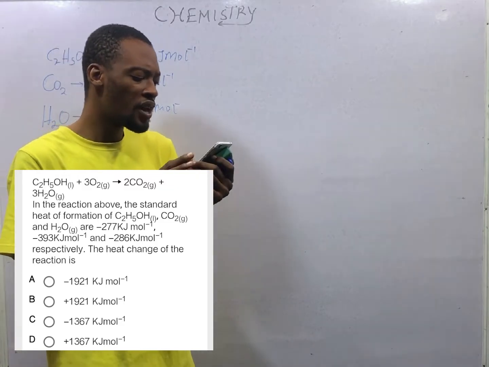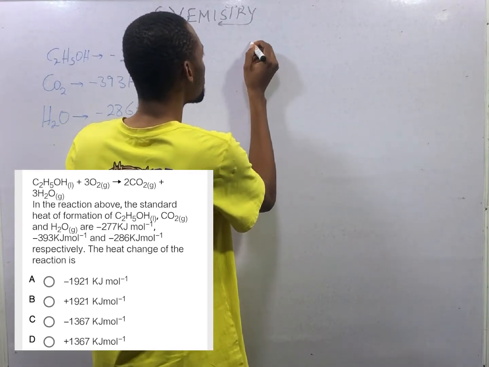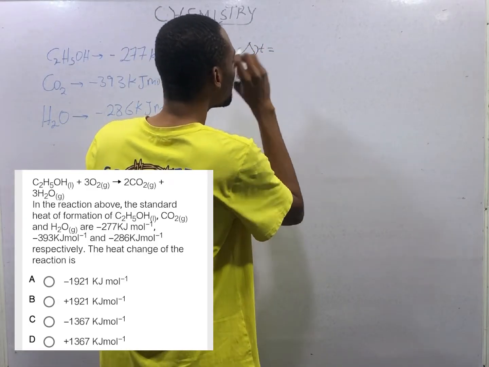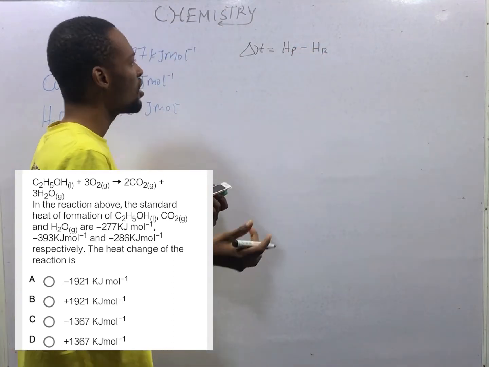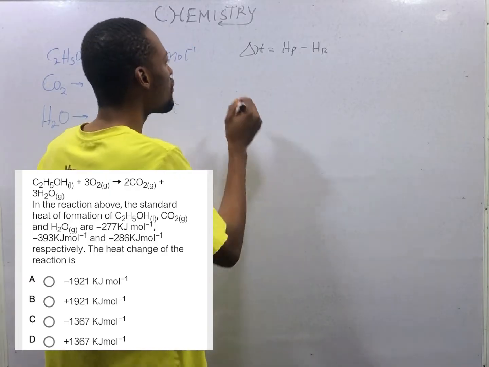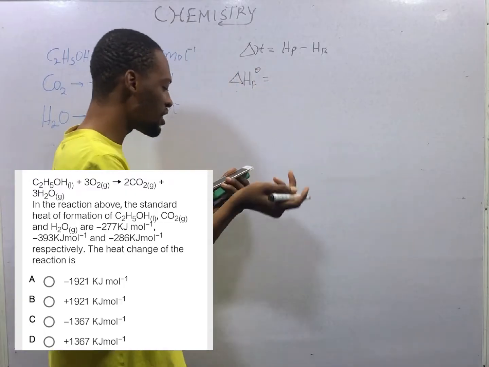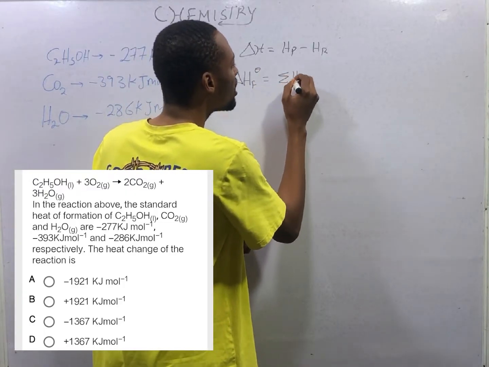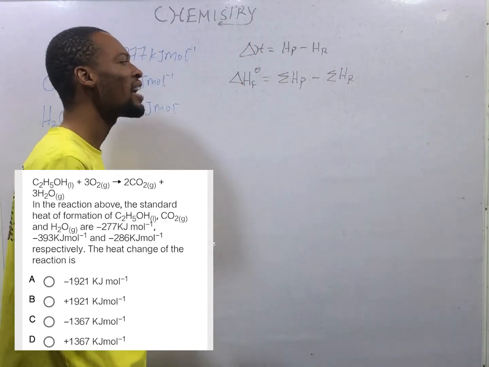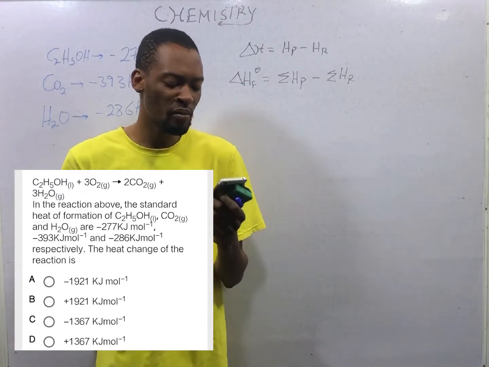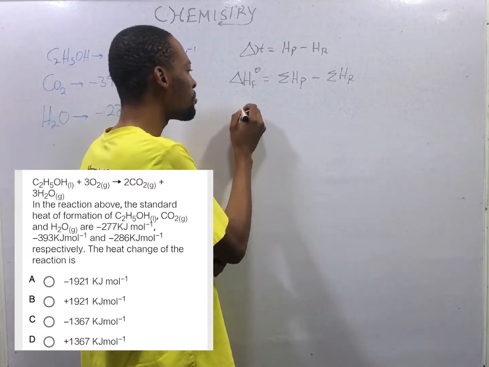We are looking for the heat change of the reaction. Now, heat change, delta H, is definitely the heat of product minus the heat of reactant. The heat we are dealing with in this case is the heat of formation, delta HF theta. So this will simply be the summation of the heat of product minus the summation of the heat of reactant. Do you know why? We have more than one reactant and we have more than one product. So what next? We simply substitute.